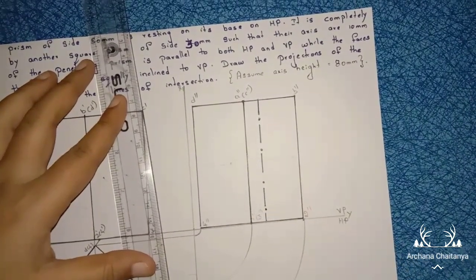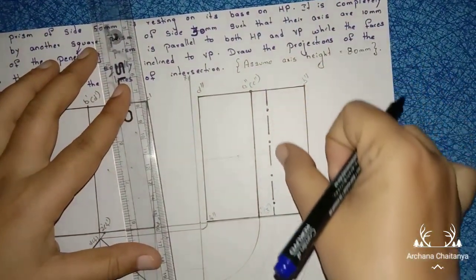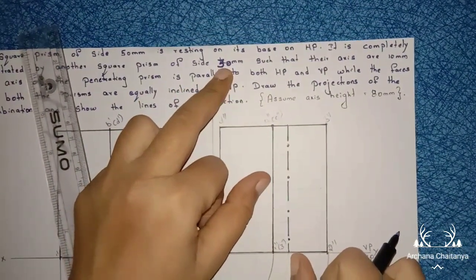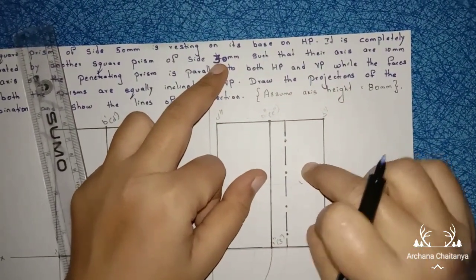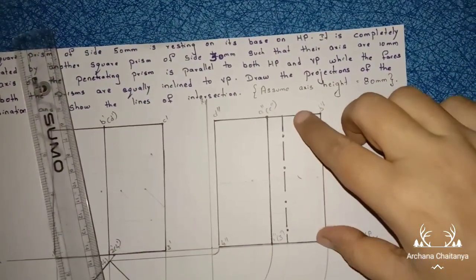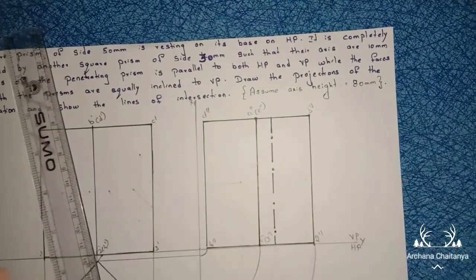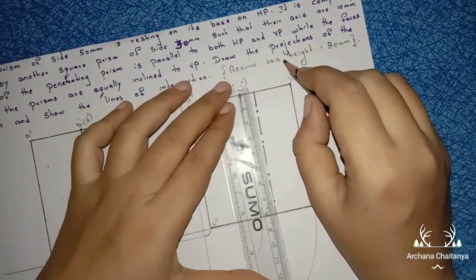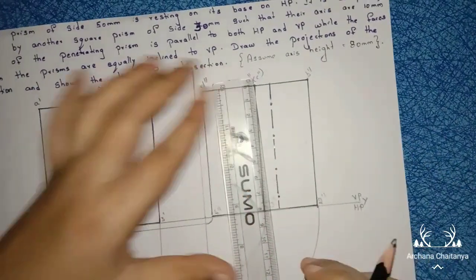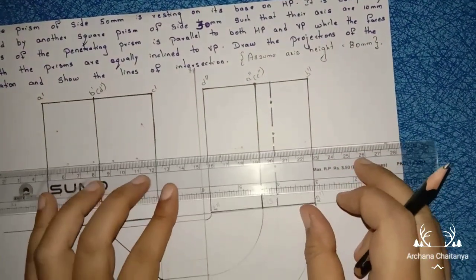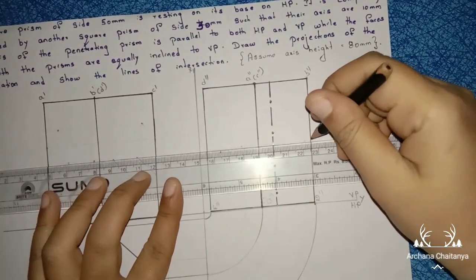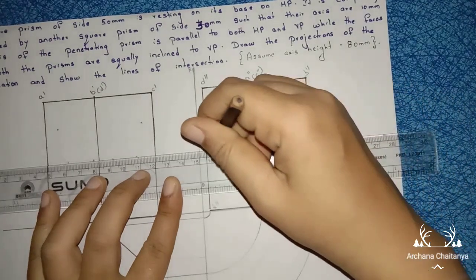Now after constructing this axis line, with respect to this axis line you have to construct the square prism of side 30 mm. So how will you construct the square prism? First of all, with respect to this axis line we are constructing the square prism. The length of this axis here is 80 mm. So first mark the midpoint, 40 mm. Now through that 40 mm draw a line of any length.